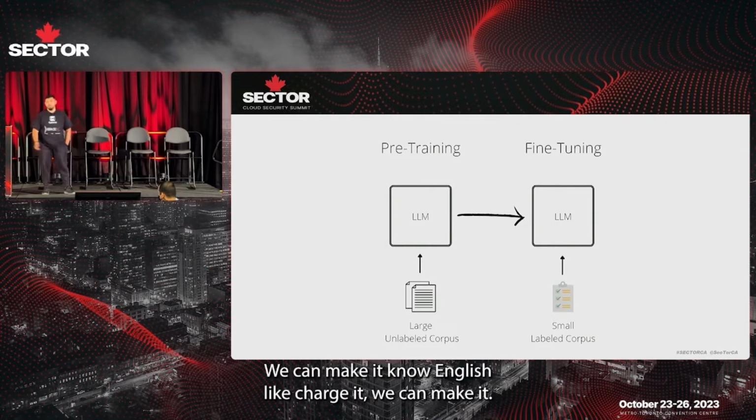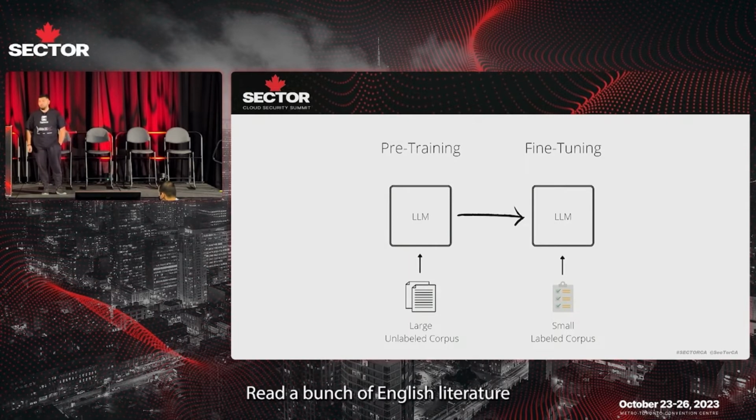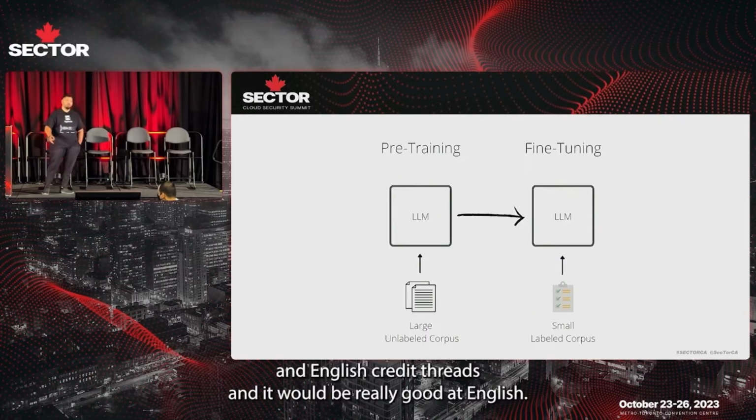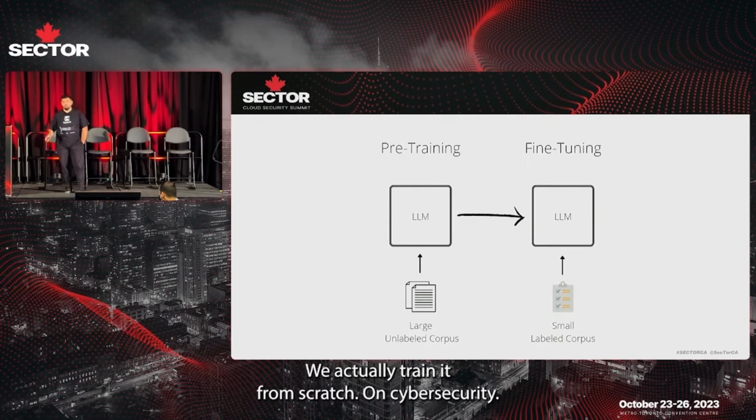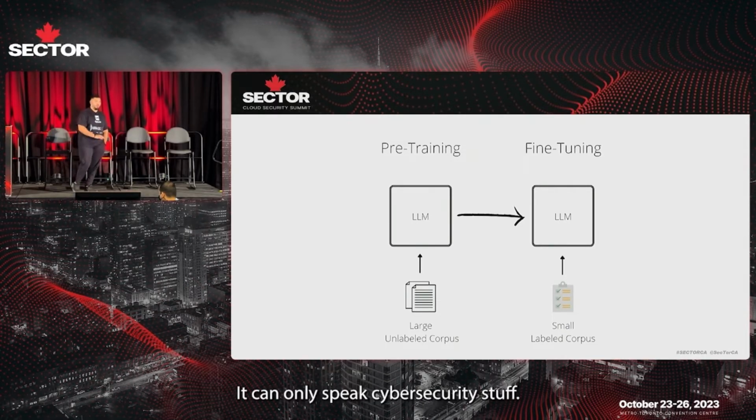We can make it know English, like ChatGPT. We can make it read a bunch of English literature and English Reddit threads, and it would be really good at English. Or instead of that, we don't make a general-purpose AI. We actually train it from scratch on cybersecurity. It's a nerd model that cannot speak English. It can only speak cybersecurity stuff. So how do we do that?